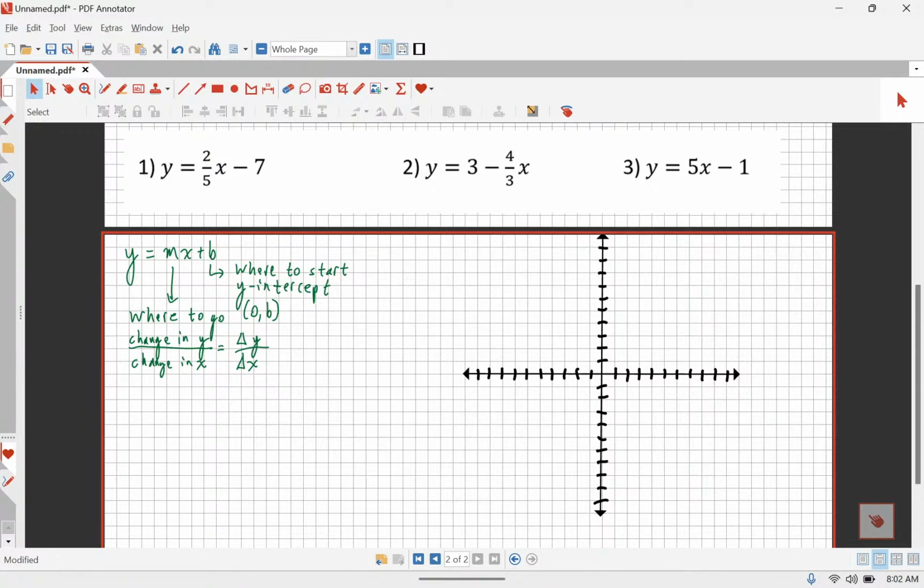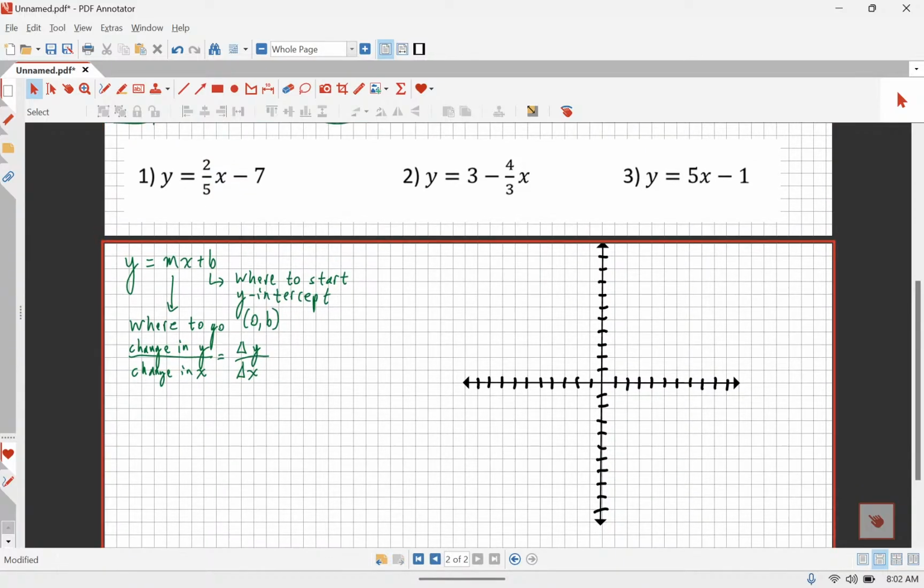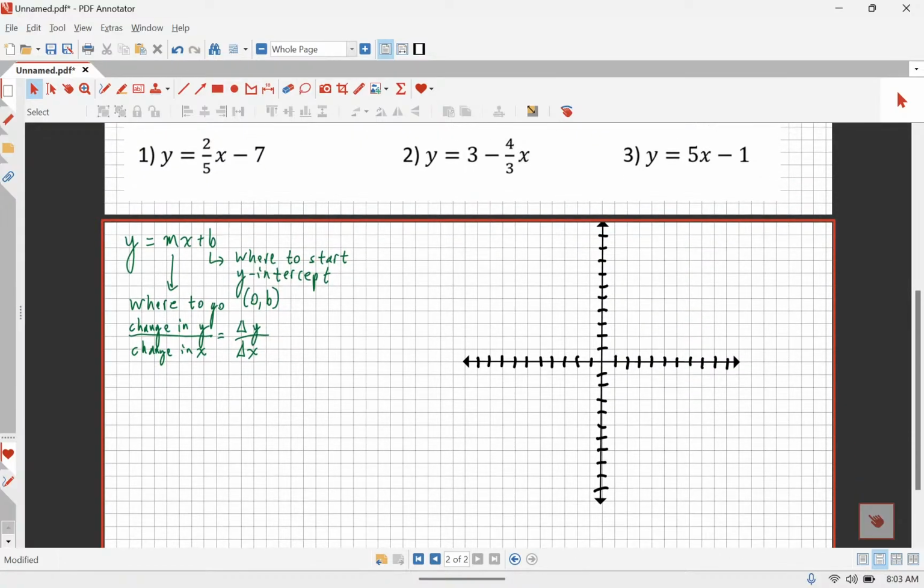Okay, so let's get to this, guys. If we look at number 1, that's got an M and a B, and our warm-up was to identify which part was which. Valentina, which part of number 1 was the B? Because the B is telling me where to start. So that's the first number I have to find. Which part of this is the B?